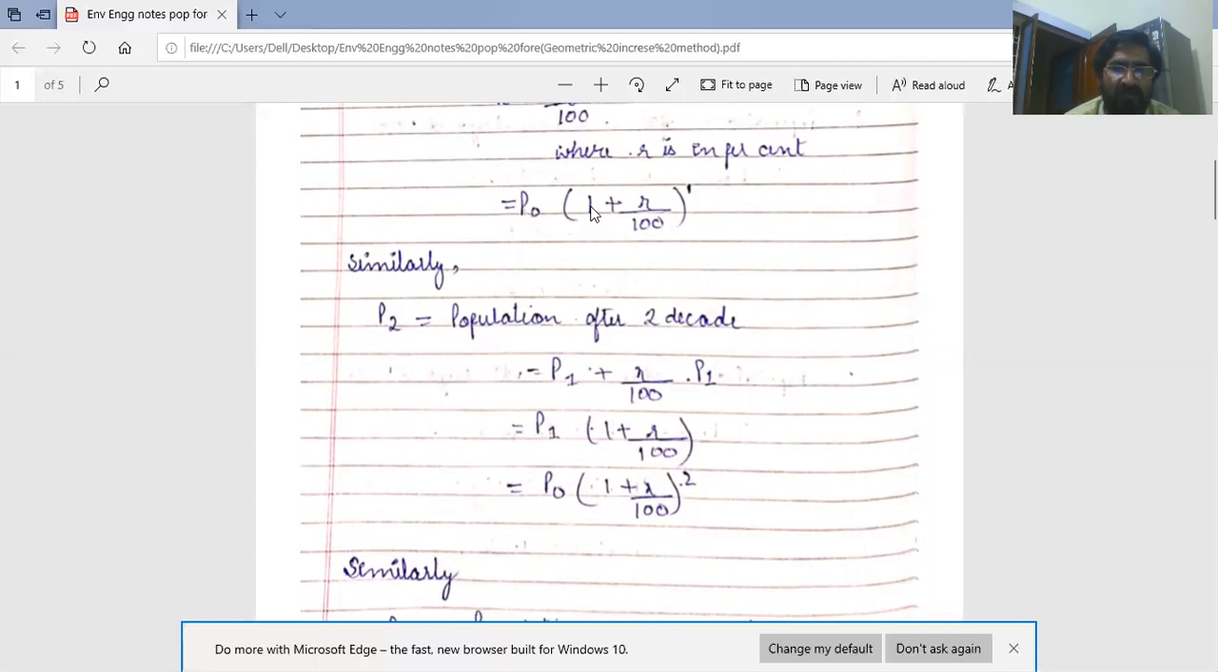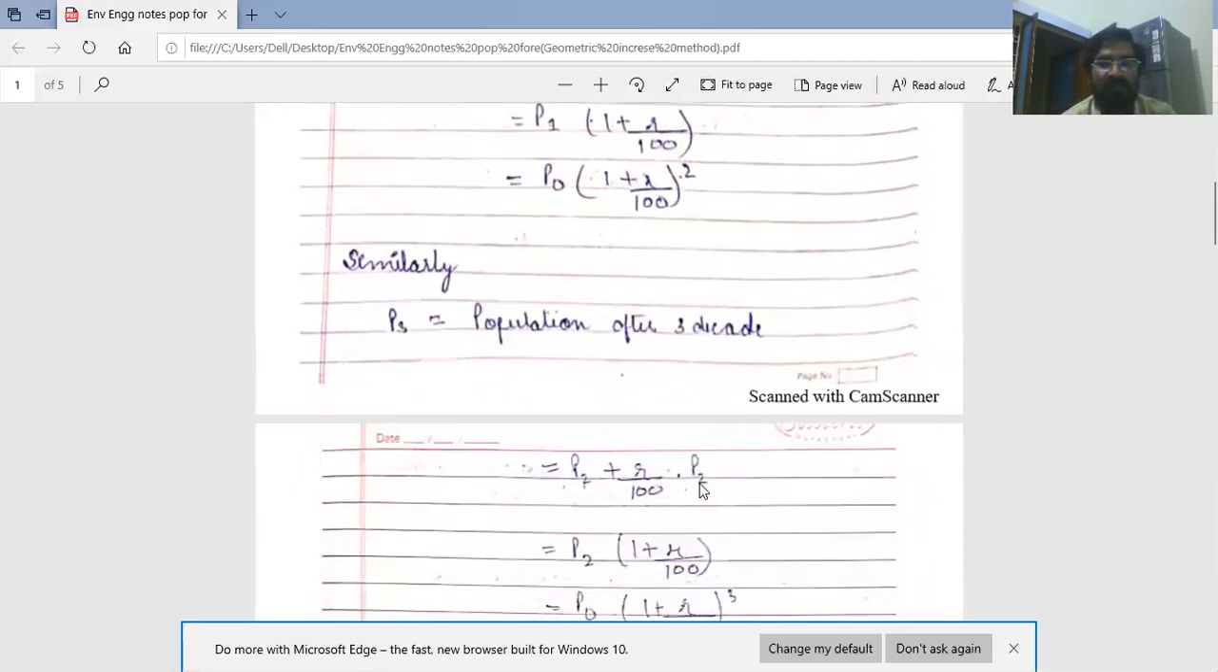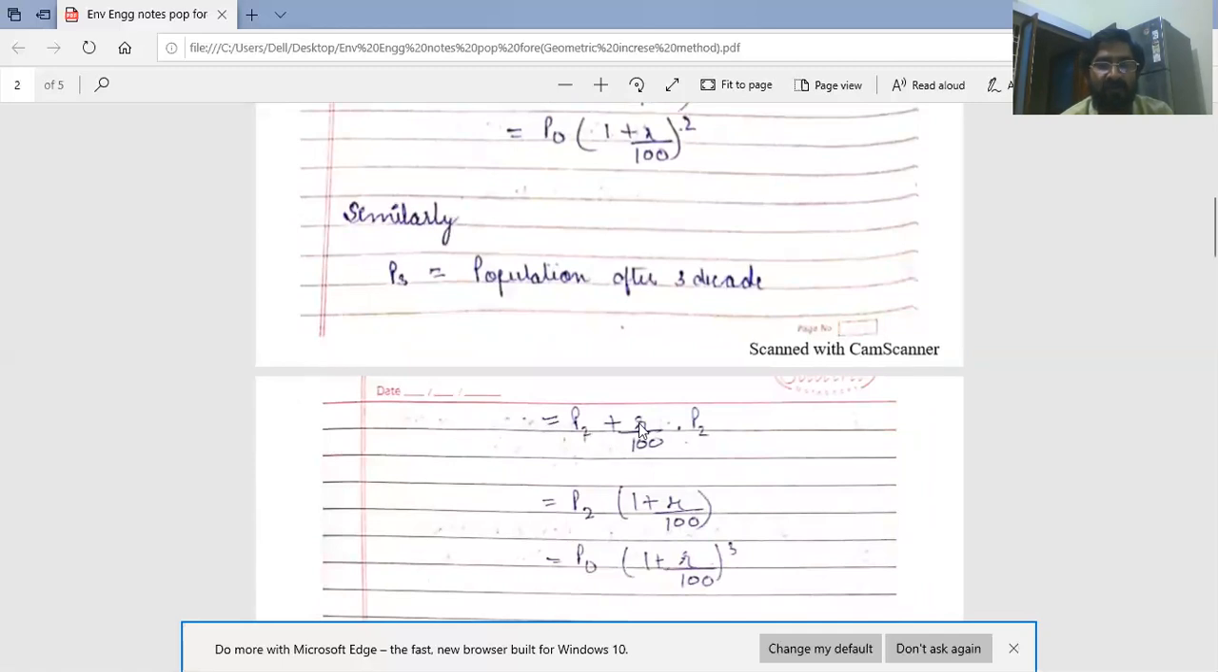the value of P1 is put in this equation. So P2 is equal to P0 into 1 plus R upon 100 into 1 plus R upon 100. Hence P2 is equal to P0 into 1 plus R upon 100 to the power 2. Similarly, P3, population after 3 decades, is equal to P2 plus R upon 100 into P2. P2 is common into 1 plus R upon 100, and put the value of P2. So P3 is equal to P0 into 1 plus R upon 100 to the power 3.